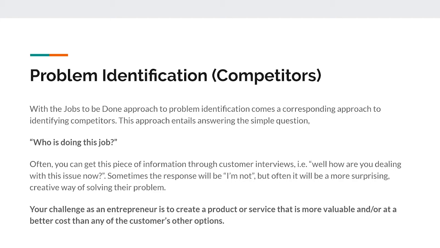So this approach entails, again, answering that simple question: who is doing this job? And often you can get that information from customer interviews, which is why we really, really stress that you should be doing customer interviews, at least one or two. For example, you might be asking a customer, well, how are you dealing with this issue now? What is your current solution? And that might point towards a competitor. Sometimes the response will be, I'm just not dealing with this issue. It's just there. But in my experience, you'll often be met with a more creative, surprising response, a different way of solving their problem.